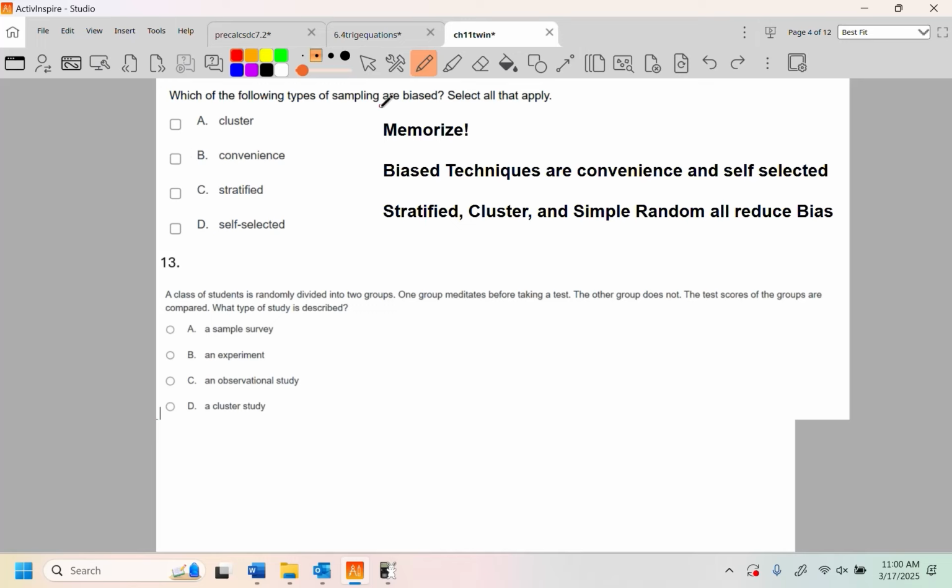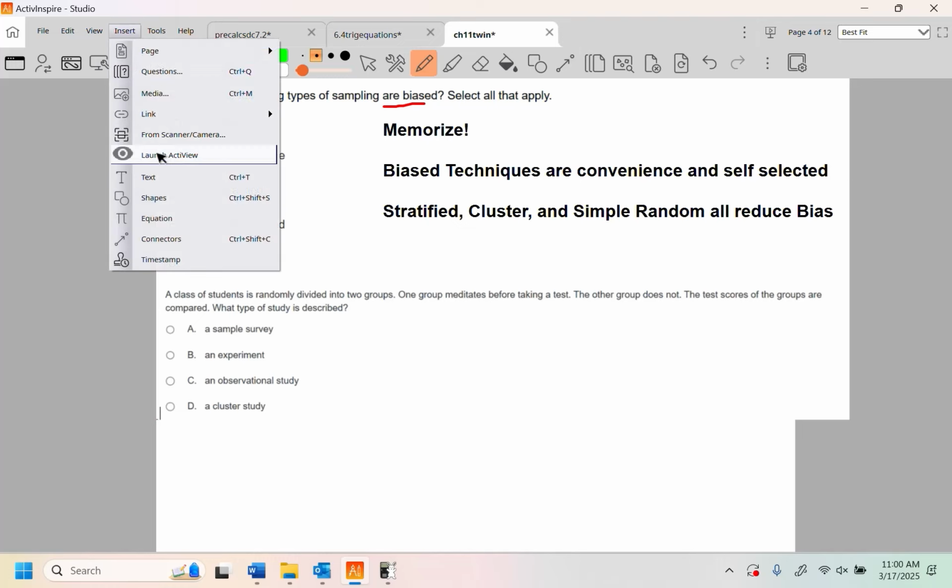So which are biased is the real question: convenience and self-selected. Those are the biased ones, and it is multiple select.